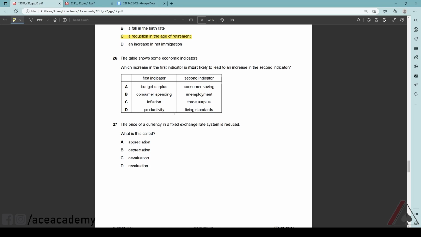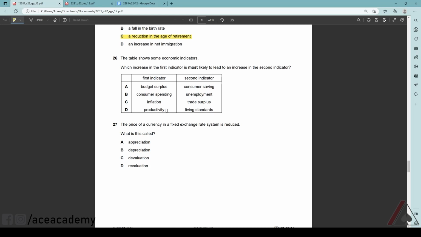Number C is inflation and trade surplus. All right, what happens during an inflation? During an inflation, the value of money decreases and prices of everything get increased. If the price of your goods and products increase, they become not competitive anymore in the international market. Therefore, your demand for exports would decrease.